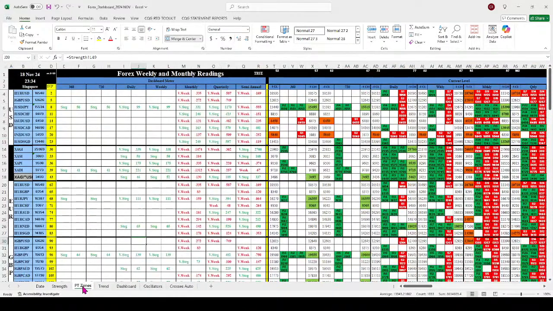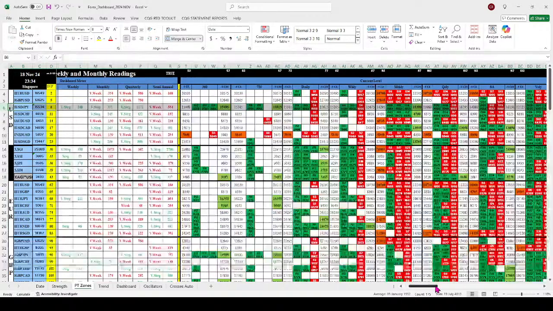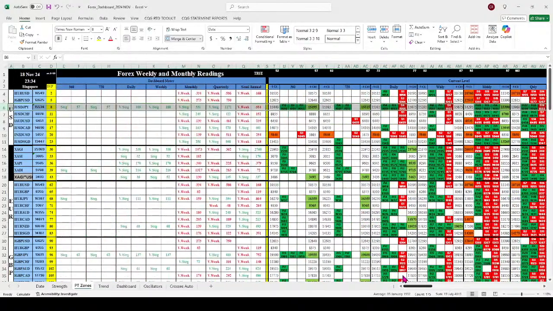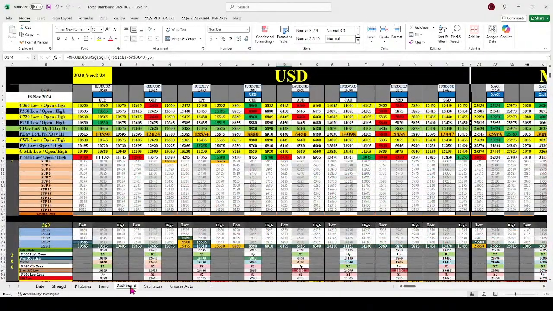Then when we look into the PT zones, since we are expecting a turn down, we should expect the market to turn before RR2 on the 360, and on the daily maybe SR2 or SR1. So that is a level we need to know. Then we can get the exact figure of the market turning down. So let's go into the dashboard.